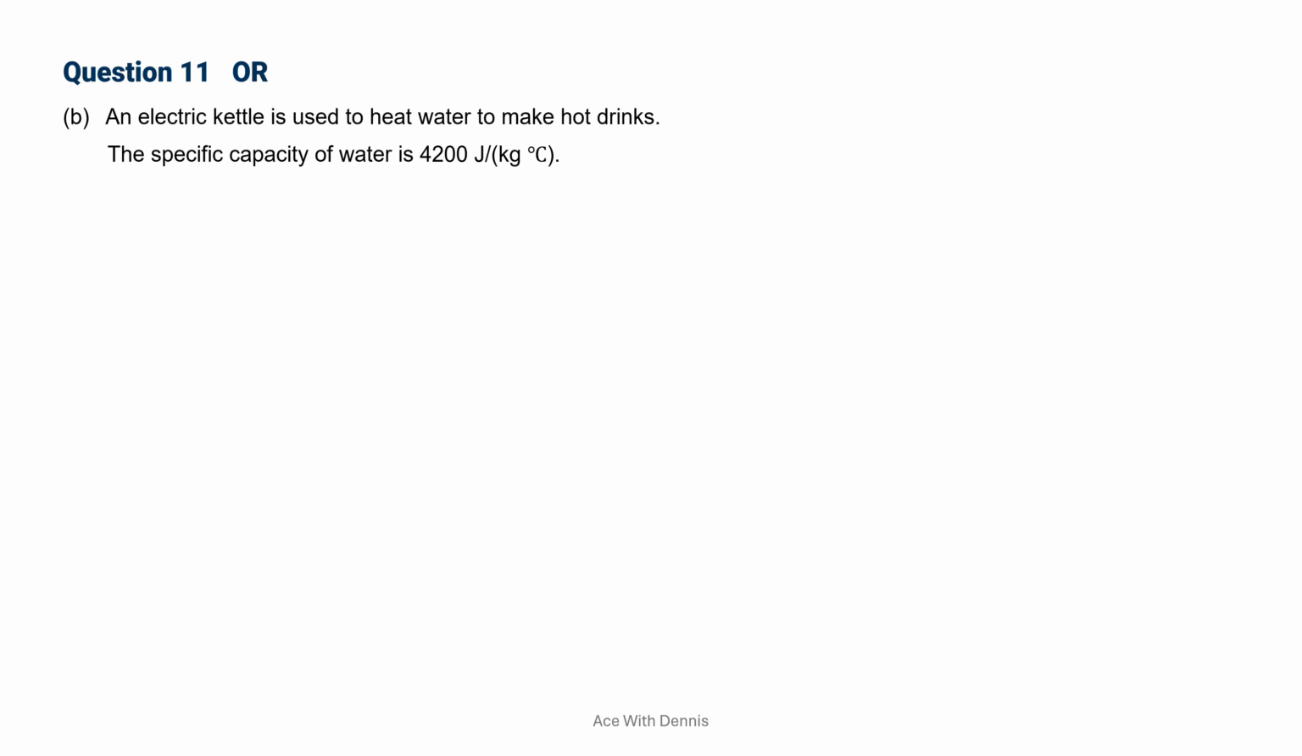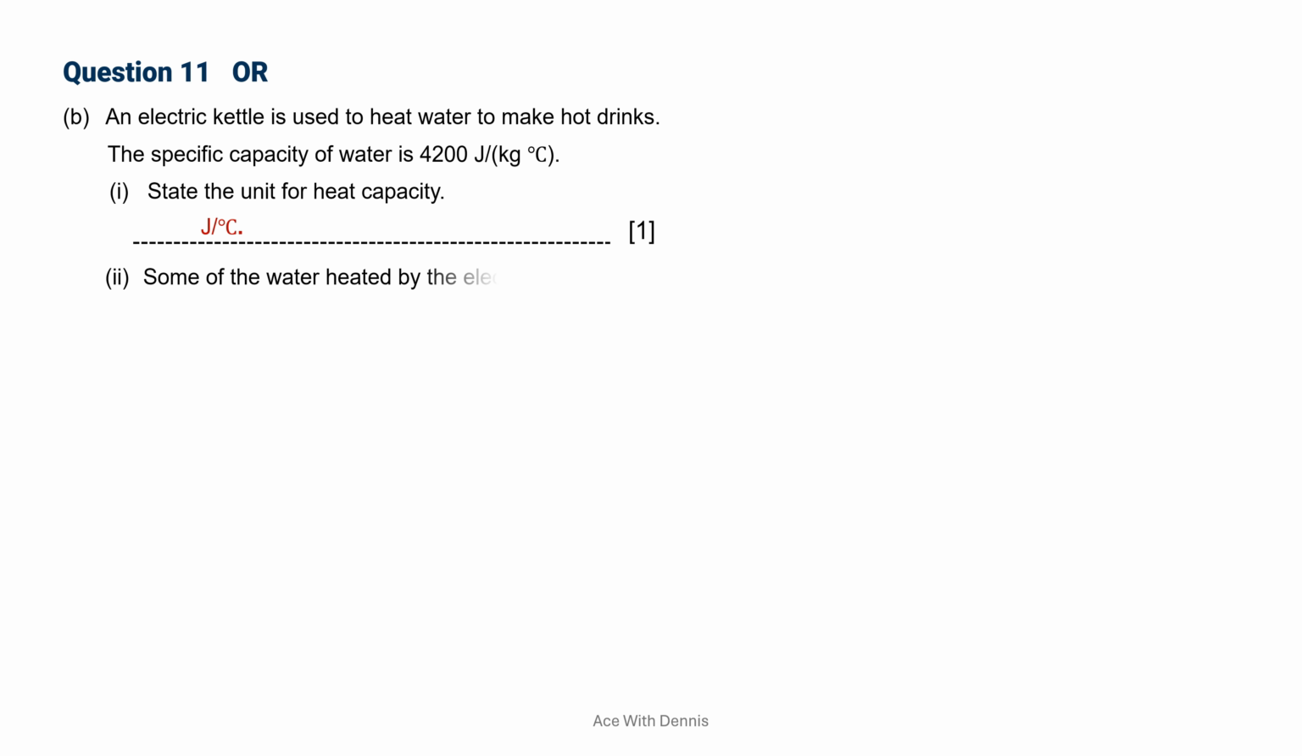B. An electric kettle is used to heat water to make hot drinks. The specific heat capacity of water is 4,200 joules per kg degree Celsius. Part 1. State the unit for heat capacity. 1 mark. Okay, so the SI unit for heat capacity will be joules per degree Celsius.